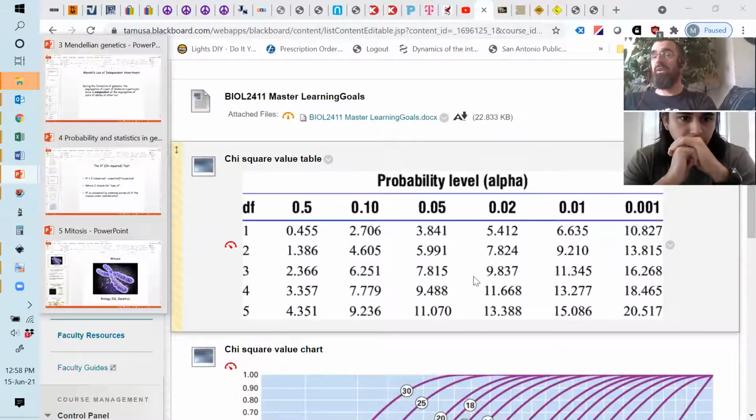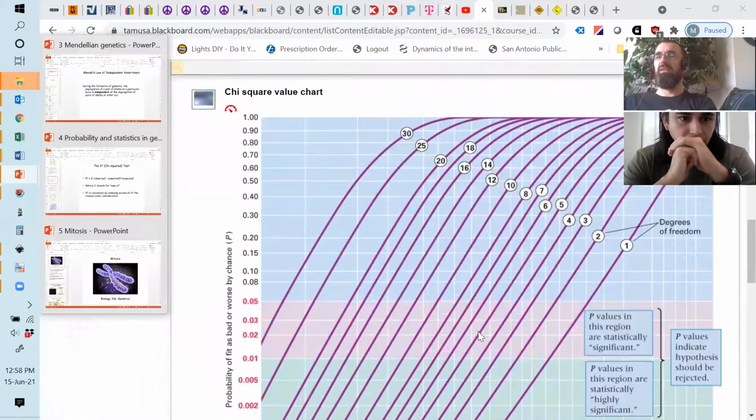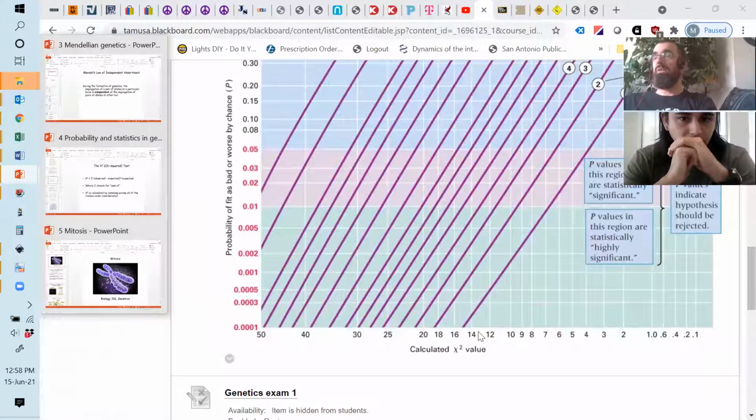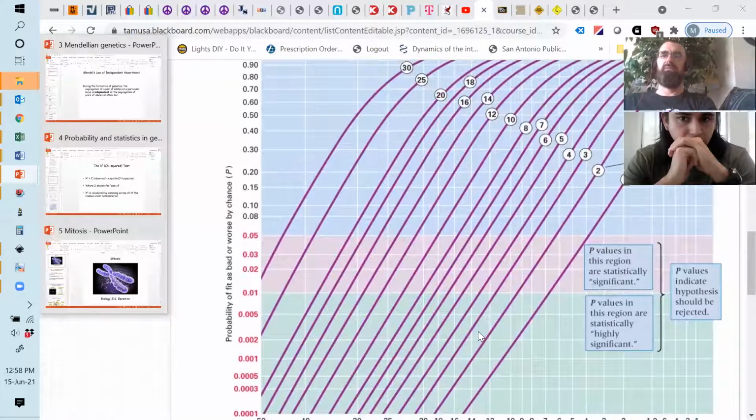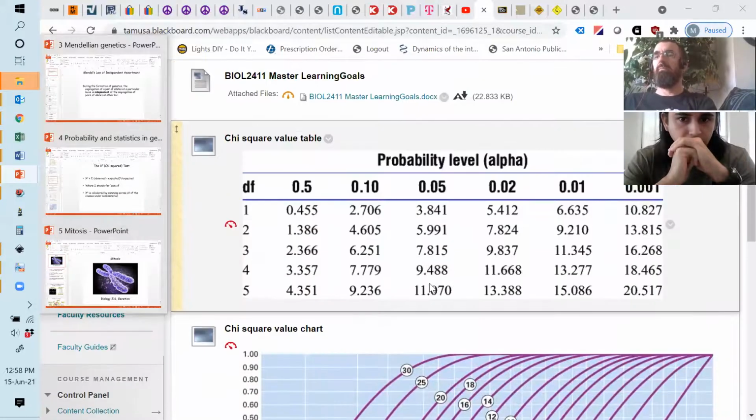Can't actually tell exactly what it is. You could use this chart if you wished, which actually kind of makes sense if you think through it. It's just not as intuitive. But we would say that that was a significant difference because the p-value was lower than 0.05.